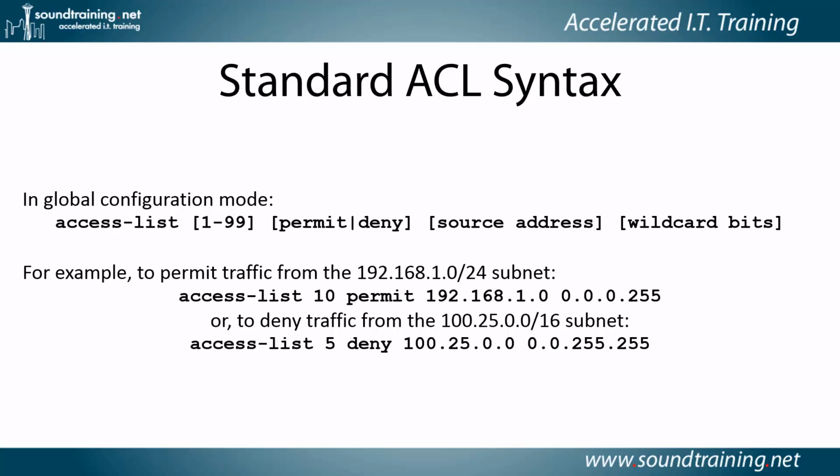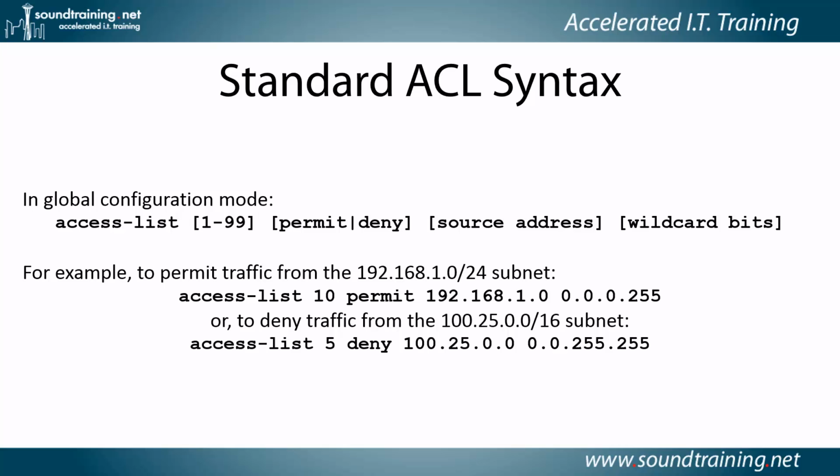Here's the syntax for a standard access control list, and you'll do this in global configuration mode. So your prompt will say config, and then you'll use the command access-list. You'll specify the number. In this case, I just used the traditional 1 through 99, but you could also do the expanded range if you wanted. Then a permit or deny statement, and that's exactly what the name implies. You're either going to permit traffic, you'll allow it, or deny it. You're going to block it.